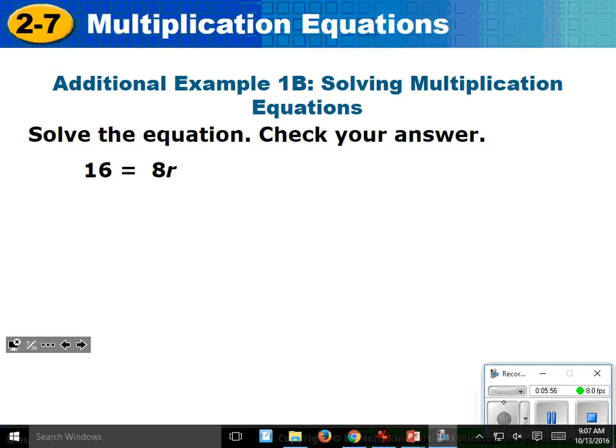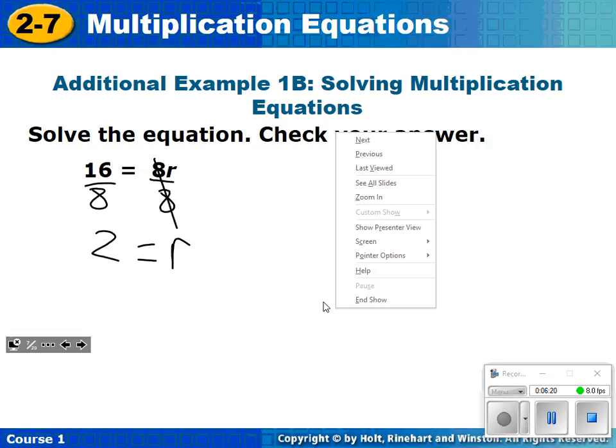So, step number one. Gracie. And what is it? It's being multiplied by 8. What's the opposite of multiplied by 8? Divide by 8 to both sides. We're left with R over here. Divide by 8 on this side. We end up with 2. Perfect.